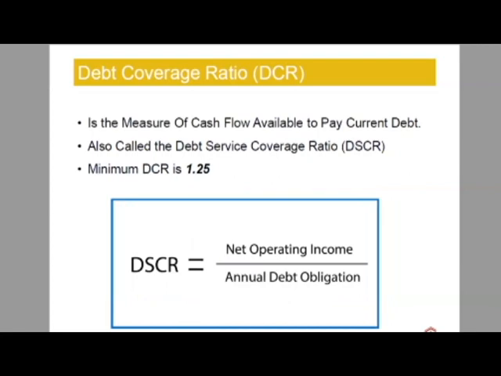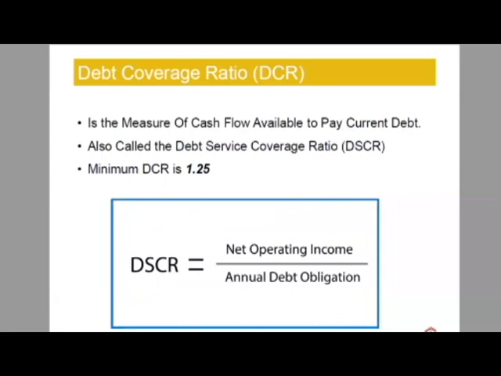This is a very important one. This is one of the first ones in the Trinity, the Holy Trinity, and I'll get to that in a second. This one here, the minimum is 1.25. That has to be met. There's no bank in the world that's going to give a loan if your debt coverage service ratio is not a minimum of 1.25.